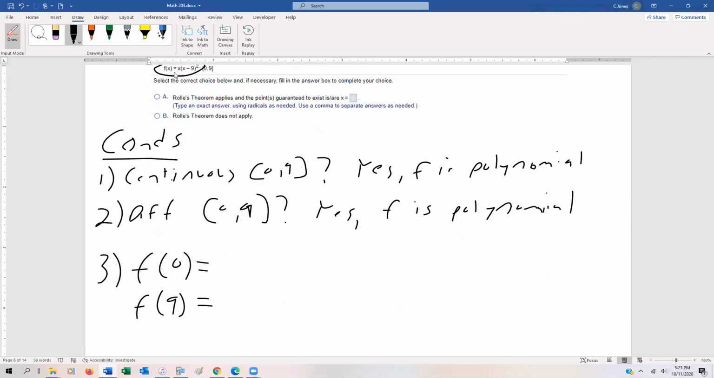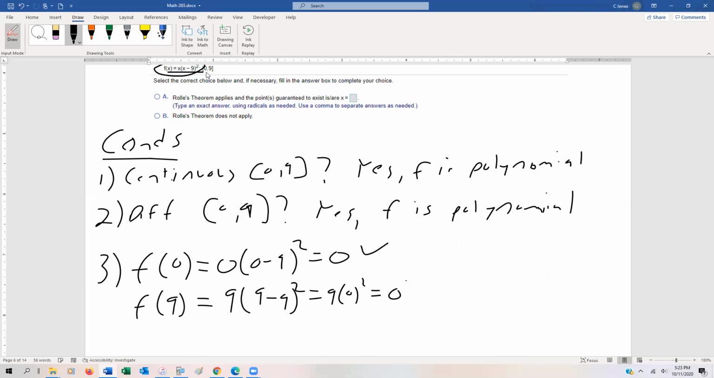Well, f at 0, we're going to substitute it directly back in, and that's going to be 0 times 0 minus 9 squared quantity, and that's clearly 0. F at 9 is 9 times 9 minus 9 squared, which is 9 times 0 squared, which is 0. And by multivariable calculus methods, 0 is equal to 0. So all three of these conditions hold.